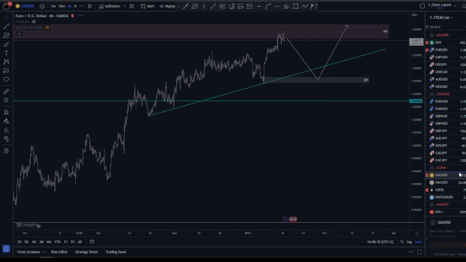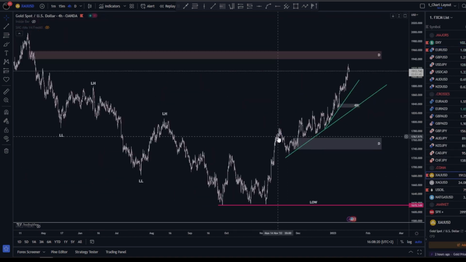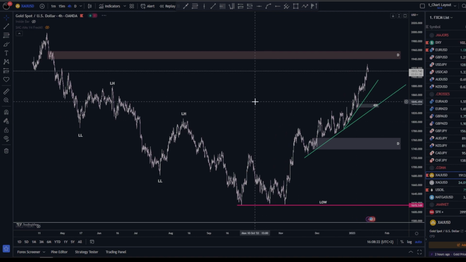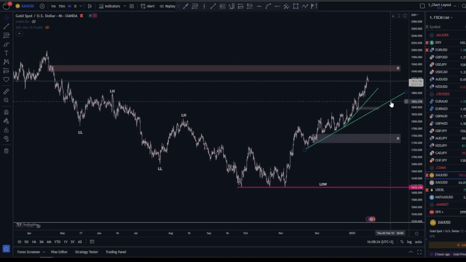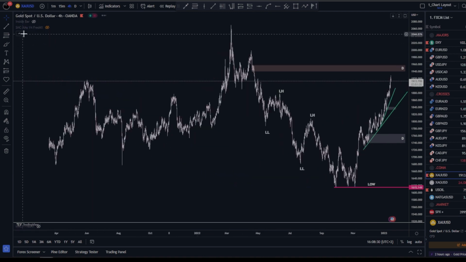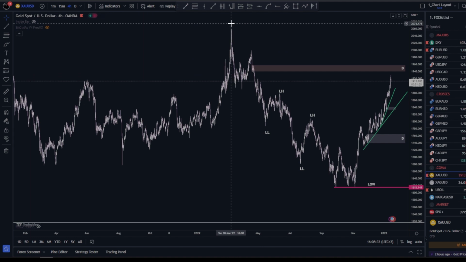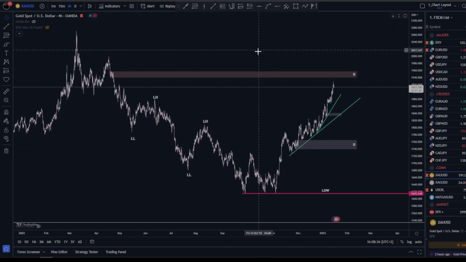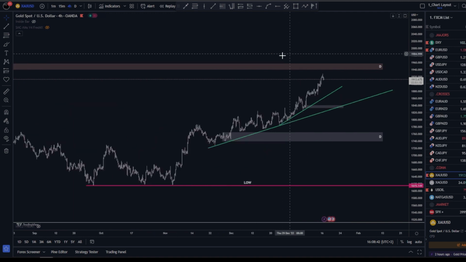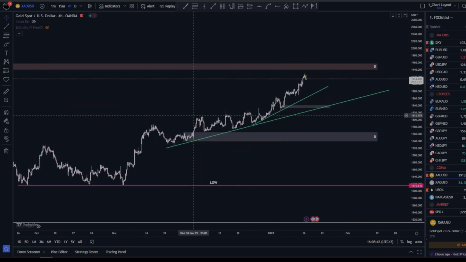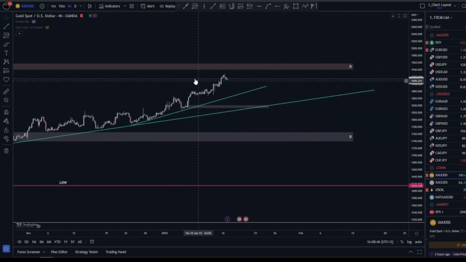Moving on to gold. Gold is the same as EURUSD and the DXY. They had big impulses. Gold is coming down from the 2000 levels back at the beginning of last year. It started a reversal in November 2022, and right now the price is looking like it's losing some momentum.